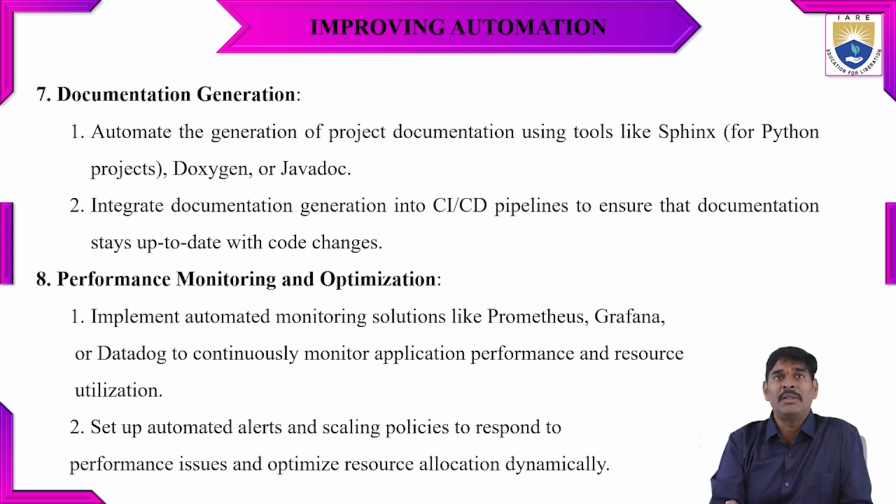Next is performance monitoring and optimization. Here it implements different types of automated monitors like Prometheus, Grafana, or Datadog to continuously monitor application performance and resource utilization. This is very helpful for allocating resources dynamically. Whenever resources are required, they are provided in an optimized way, and it also eliminates performance issues through automated alerts.